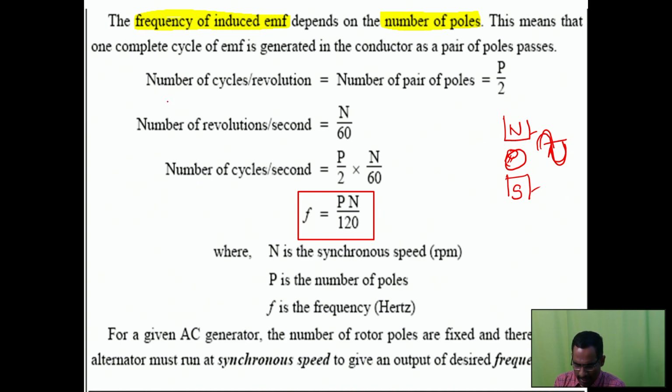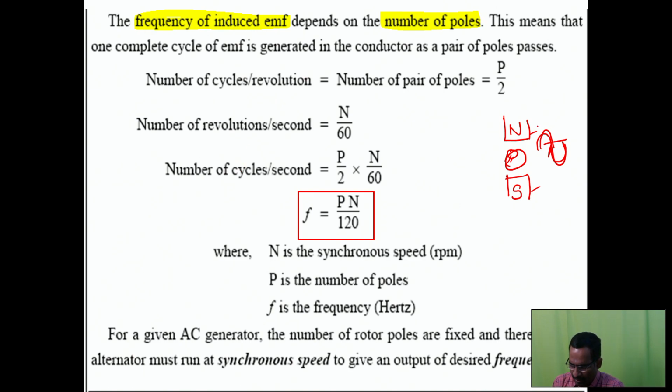So the number of cycles per revolution: per revolution, how many cycles of EMF are generated here? It is equivalent to the pair of poles. North and south are considered as the pair of poles. So a pair of poles is responsible for creating one cycle per revolution.